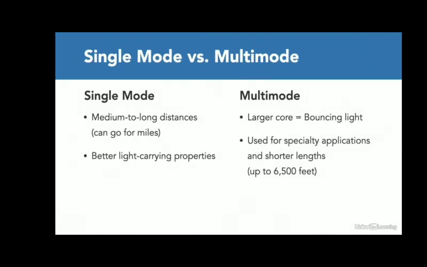What is the difference between single mode and multi-mode? Single mode is for medium to long distances and can go for miles. It has better light carrying properties because it has a narrow core that makes light travel in straight lines. The multi-mode has a larger core where bouncing light occurs, and is used for specialty applications and shorter lengths.